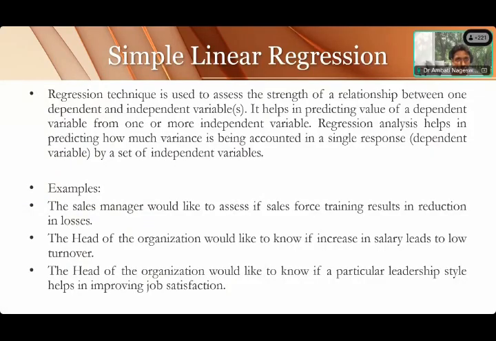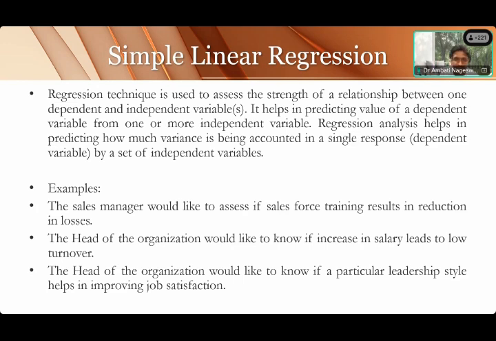Simple linear regression. Before talking about simple linear regression, let me give you the difference between correlation and the simple linear regression test. As a part of correlation test, we are able to tell whether there is a relationship between two quantitative variables or not. But when it comes to the regression test, we are not only telling whether there is a relationship between two quantitative variables, we are also able to tell there is a cause and effect relationship.